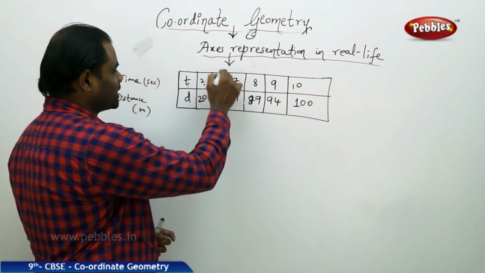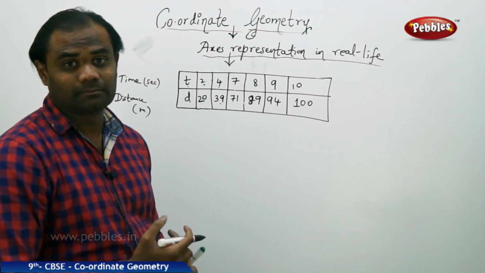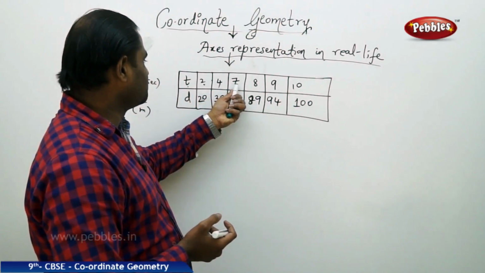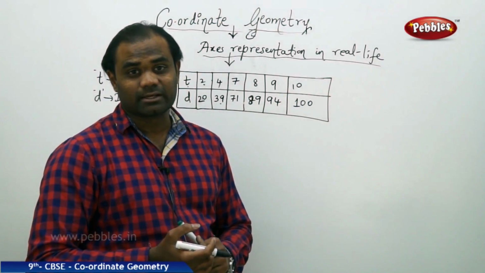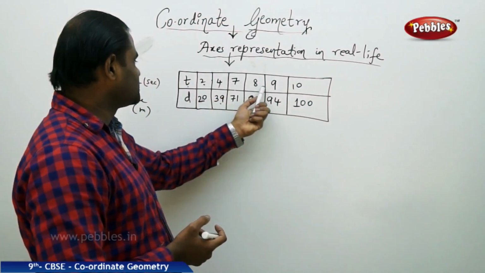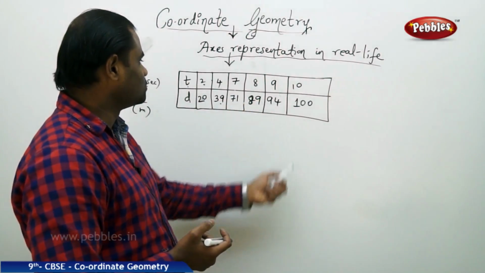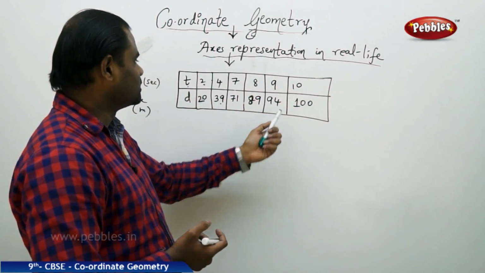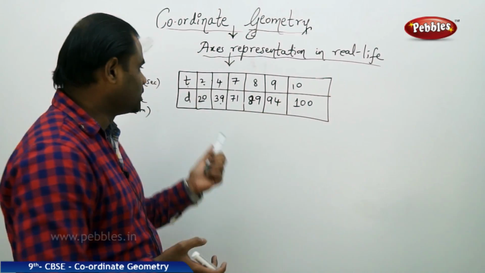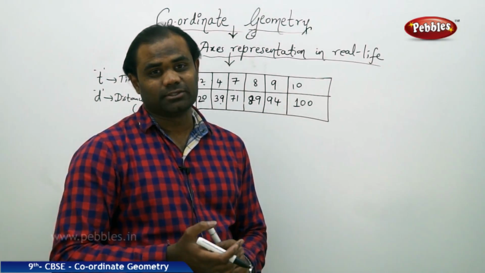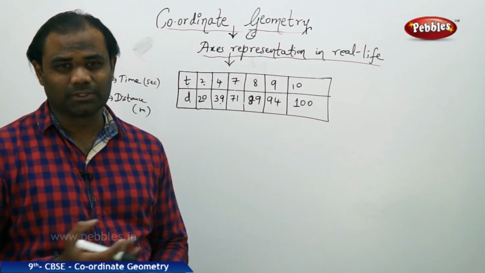And for the first 4 seconds, the distance would be 39 meters as recorded, approximately. When the time taken is 7 seconds, it is assumed that the distance traveled by the sprinter is 71 meters. For the 8th second, it is said to be 89 meters. And then coming to the 9th second, it is 94, and the 10th second, it is 100. This is how I understand this in a real life situation. How do you convert this into axis is the biggest question out here.